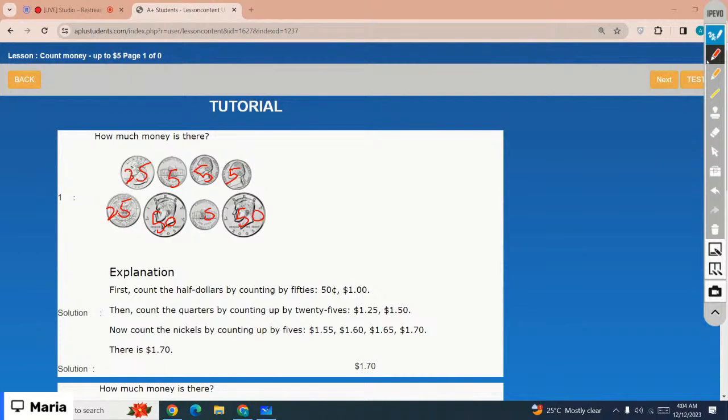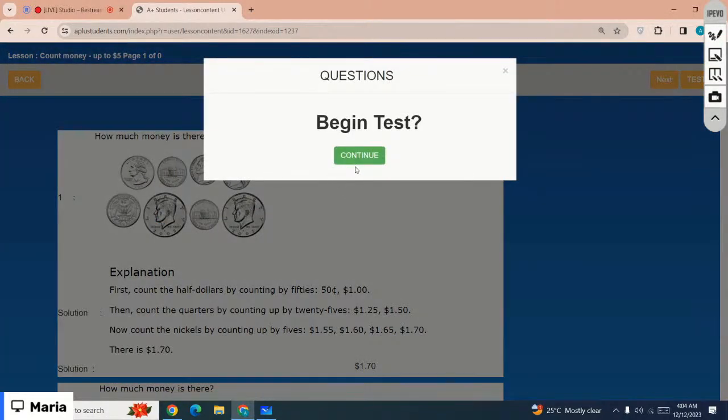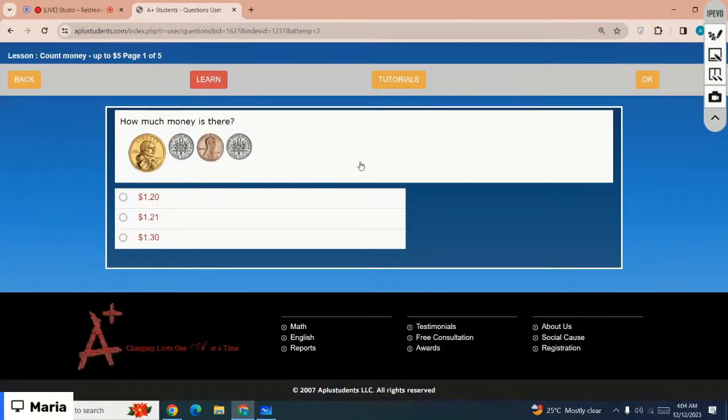Let's just start with the test questions. Let's just see how we read the coins, how we read the money. Let's just start with the test questions, right? Okay, so the first one is how much money is there. You need to see what coins you are given, right?